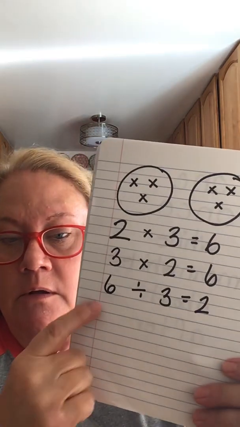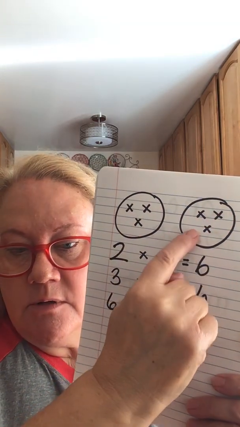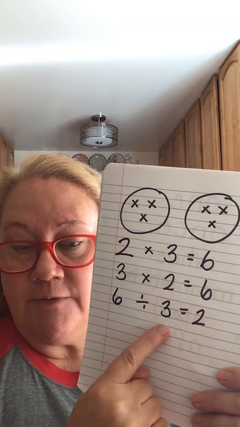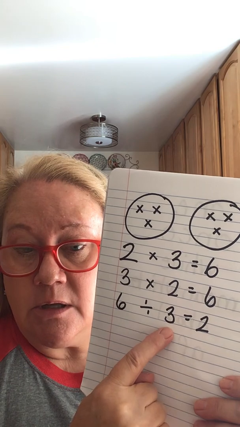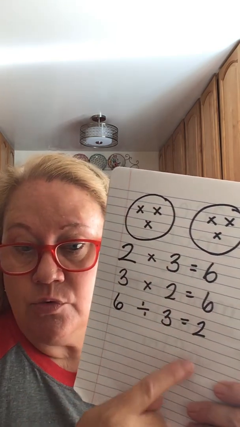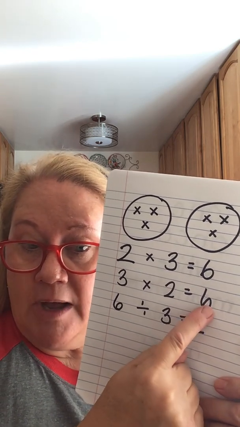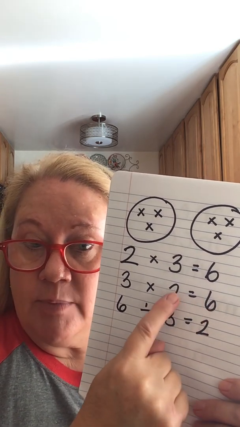Let me write it down. Okay, so let's see what we've got. We've got 6 items, and I divided it by 3, so that means I have 2 groups. Let's try the next one. Go backwards. 6 divided by 2 equals 3.